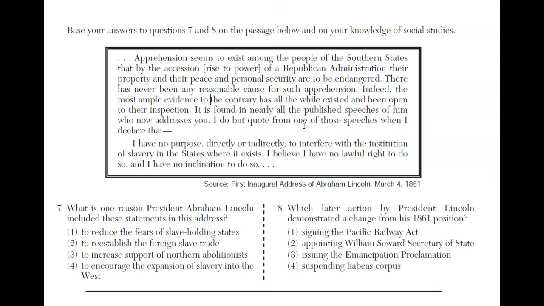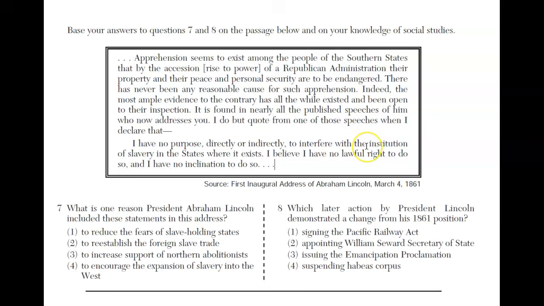Indeed, the most ample evidence to the contrary has all the while existed and been open for their inspection. It is found in nearly all the published speeches of him who now addresses you. I do but quote from one of those speeches when I declared that I have no purpose, directly or indirectly, to interfere with the institution of slavery in the states where it exists. I believe I have no lawful right to do so, and I have no inclination to do so.